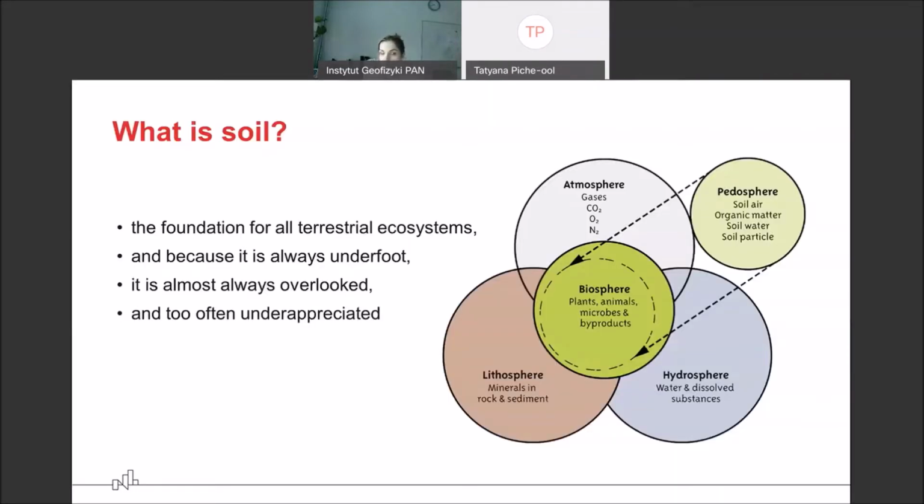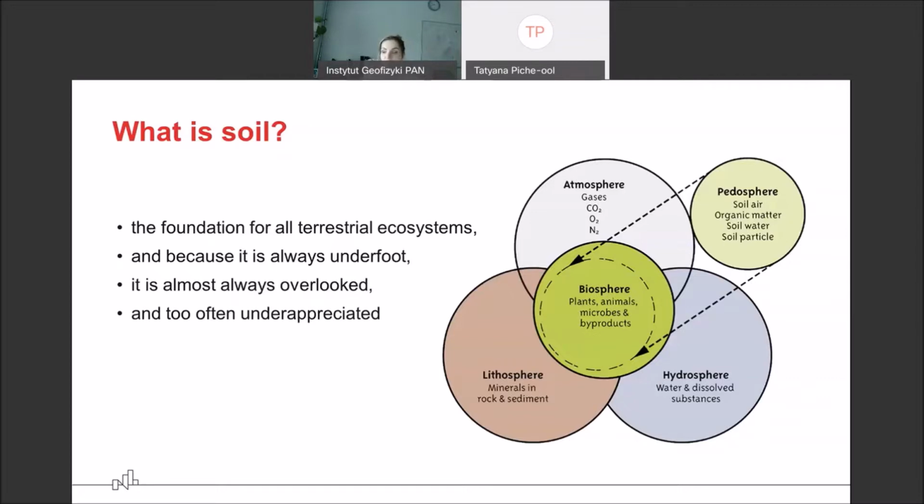So let's start with what is soil. And quite often we do not appreciate soil enough because it seems so obvious. It's always there, at least in most ecosystems, because it's a foundation of all terrestrial ecosystems, or maybe almost all terrestrial ecosystems, I would say. And like I said, because it's always under our feet, it can be easily overlooked and not appreciated enough. Well, it plays a crucial role in many processes.